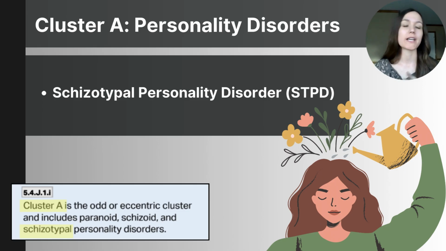One would be something called ideas of reference, and this means that they believe that random events might have personal significance. So they might see a street sign and believe that it's a message meant for them. Another symptom would be holding odd beliefs or magical thinking. So this might look like holding superstitious or paranormal beliefs. Maybe they believe that they have telepathy or a sixth sense.